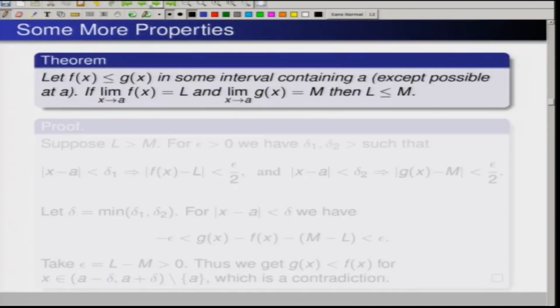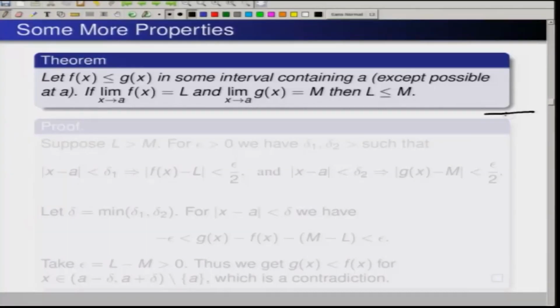This limit, what it says is that it respects the inequality, in the sense that let f of x be lesser equal to g of x in an interval containing a, this is some a minus r, a plus s, whatever it is. This is the interval where f of x is lesser equal to g of x, except possibly at x equal to a.